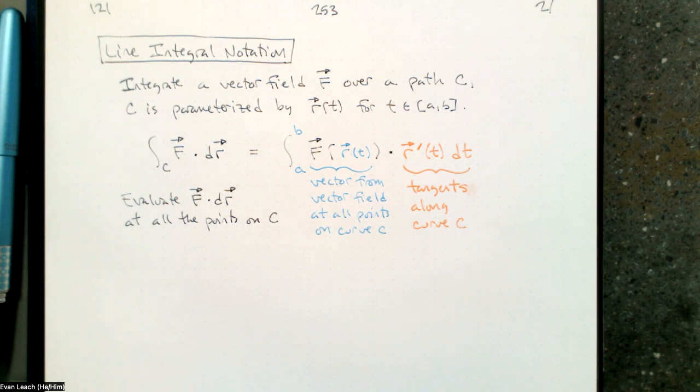Notation tells us a lot. Our knowledge of parameterizations, what the tangent of the parameterization is, what the dot product is telling us, and how the vector field works, all combined together.